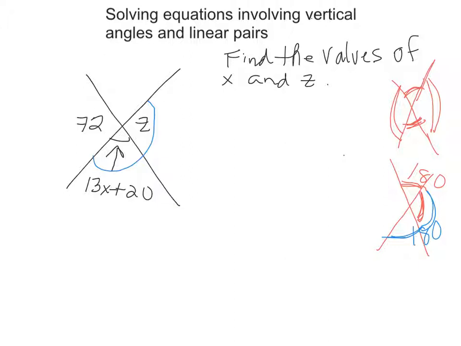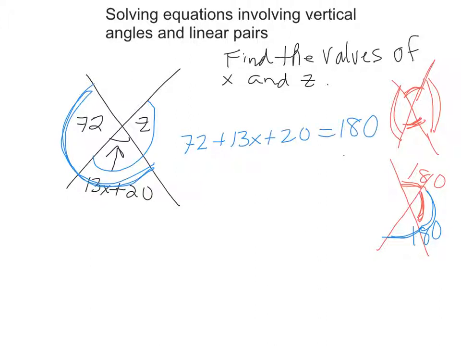So what I'm going to do is look at this here. That's another set of linear pair, right? That adds up to 180 degrees. So I can do 72 plus 13x plus 20. And those two together have to be 180 degrees. On the left-hand side of our equation, we're going to add our like terms. 72 plus 20 is going to give us 92.